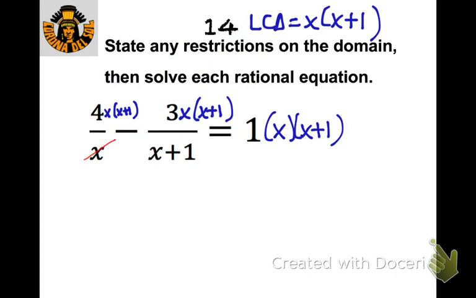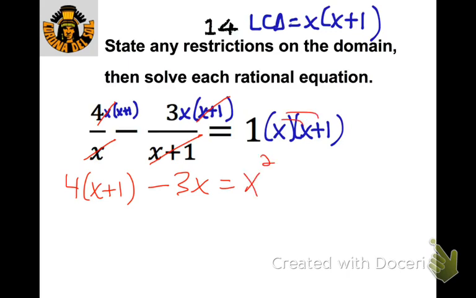So this x will cancel with that x, and that's going to leave us with 4 parentheses x plus 1 minus. Then this x plus 1 will cancel with the x plus 1 that's right above it. So then that'll leave us with 3x. And then this here will just distribute. So this will be x squared and then plus x. And of course the 1 doesn't do anything.